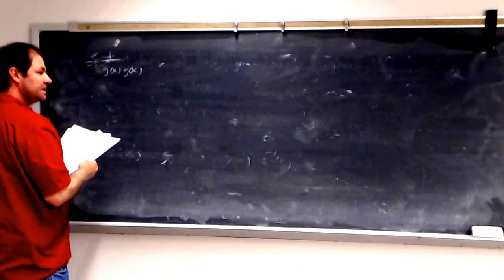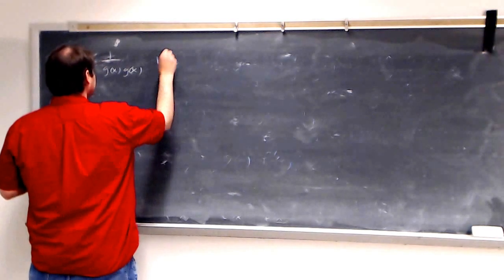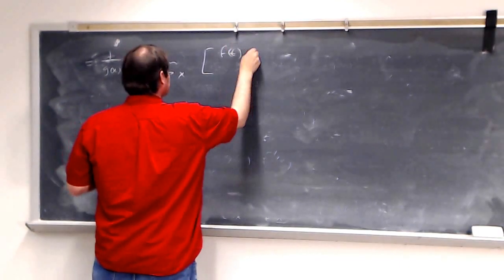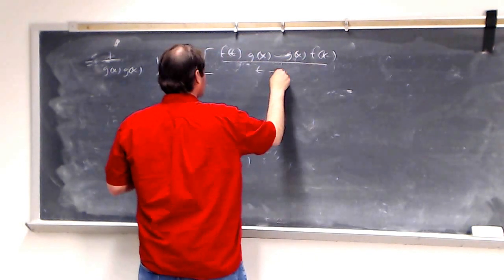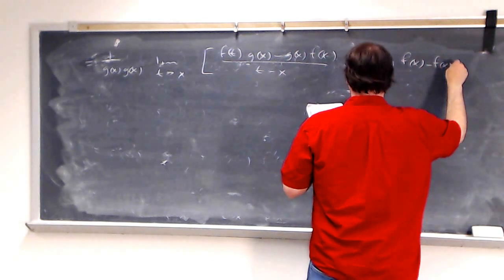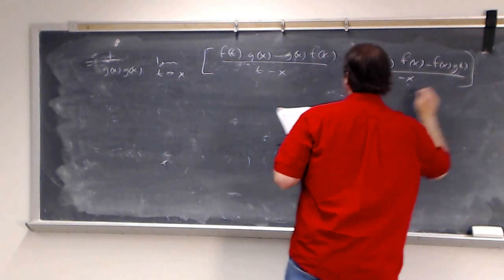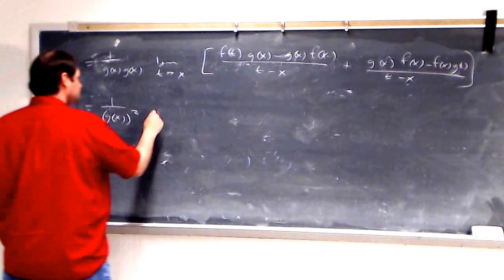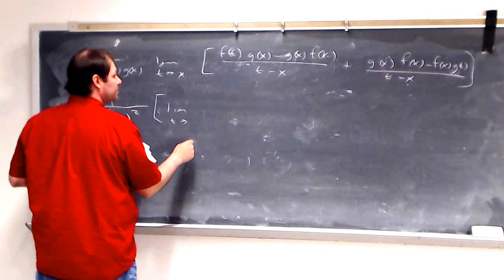And that had to do with the continuity of g of x because of differentiability. Times the limit as t goes to x of f of t times g of x minus g of x times f of x all over t minus x. And then plus g of x, f of x, minus f of x, g of t, all over t minus x. And that's equal to 1 over g of x squared times the limit of the first guy, and I can factor out a g of x.